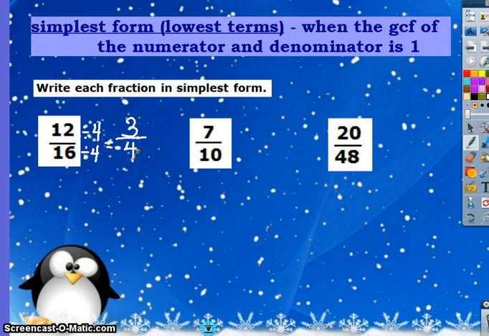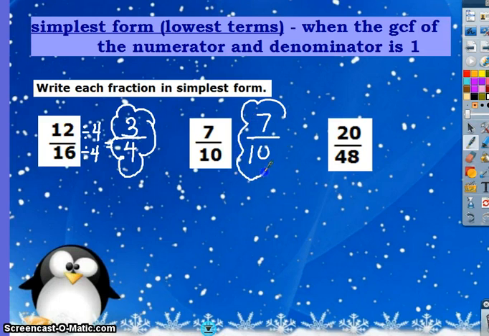Can I divide 3 and 4 by the same number? No. So this is my simplest form. And 12/16 and 3/4, they are equivalent fractions. Okay? 7/10 is kind of tricky because it's already in simplest form. 7 is prime, and 7 and 10 do not have any common factors. Therefore, you can't divide both of them by anything, so their simplest form is indeed 7/10.